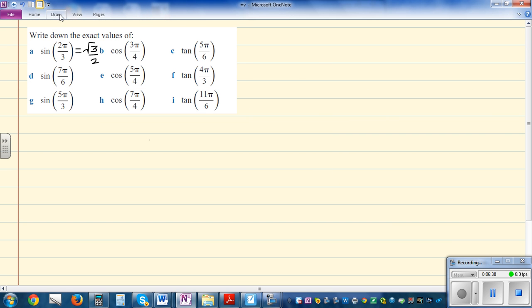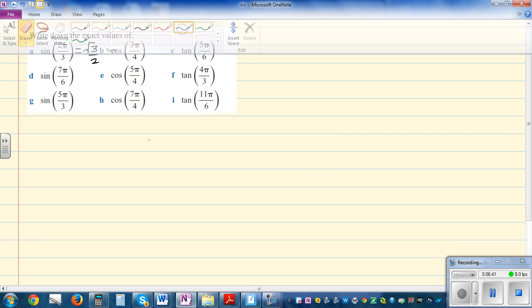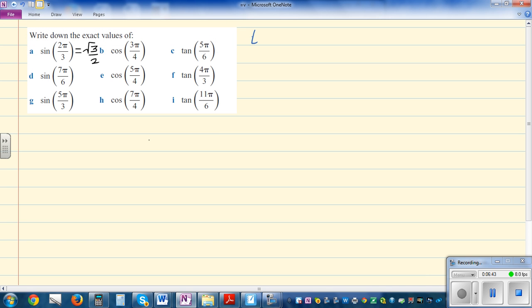Okay, let's look at the next question. What is the next question? Tan 5 pi by 6. So first let's change this into degrees and then we'll decide the quadrant. Pi by 6 is 30, since 180 divided by 6 is 30. So 30 times 5 is 150.